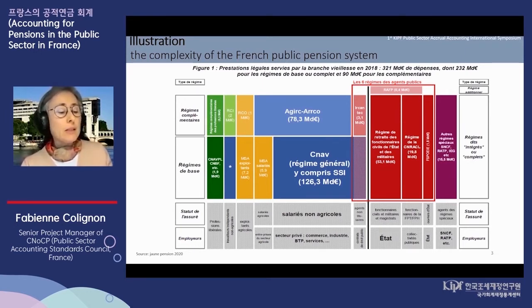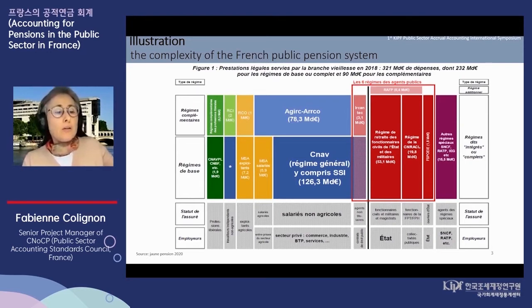Also, and this is an important element of context, two different finance laws apply, one for the central government that deals with state civil servants, and the other finance law applies to the social security sector, and it deals with employees from the private sector.